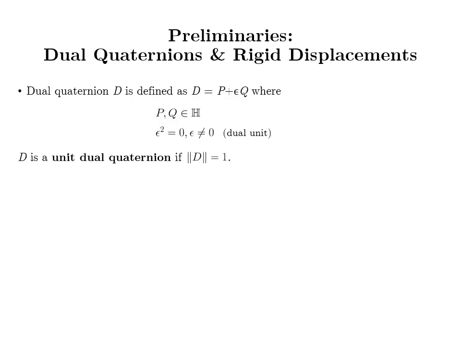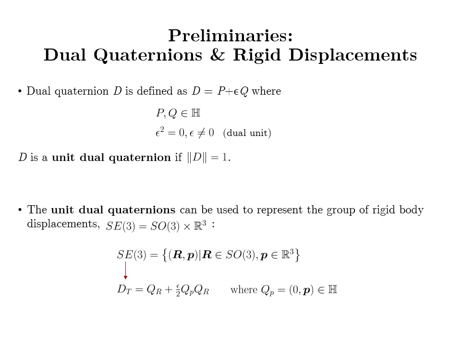Dual quaternion D is defined as D equals P plus epsilon Q, where P and Q are quaternions and epsilon is the dual unit. D is a unit dual quaternion if the norm of D equals 1. The unit dual quaternions can be used to represent the group of rigid body displacements, which is SE3. Here, QR is the unit quaternion corresponding to rotation, and QP corresponds to the translation.